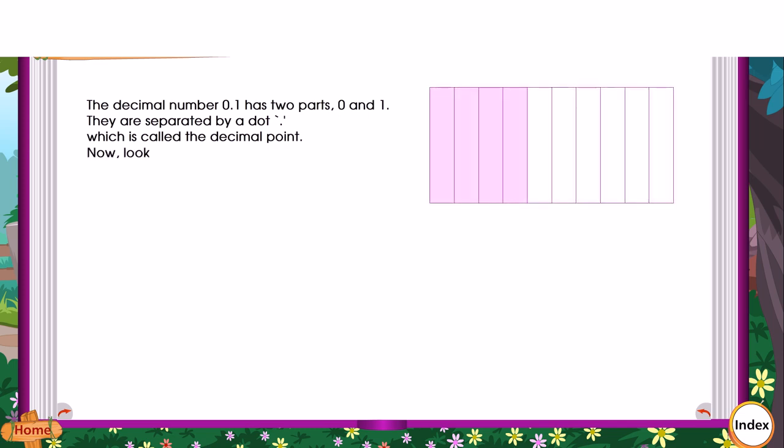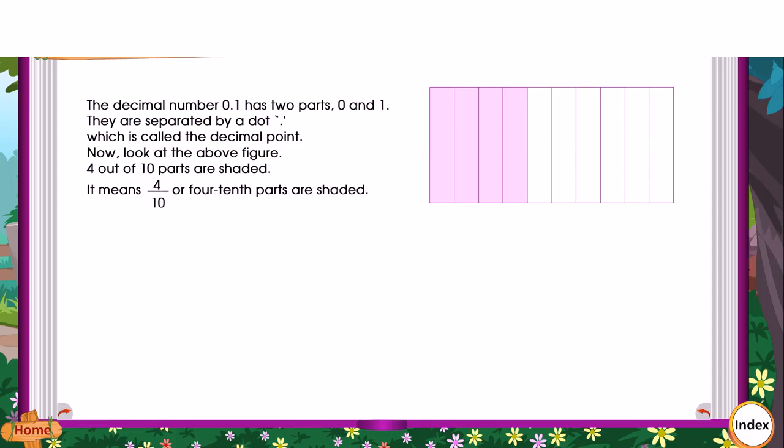Now, look at the above figure. 4 out of 10 parts are shaded. It means 4/10 or four tenths of the parts are shaded. We write 4/10 as 0.4 in the decimal system.